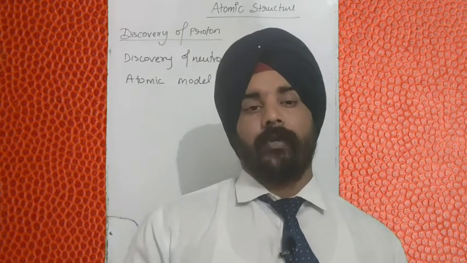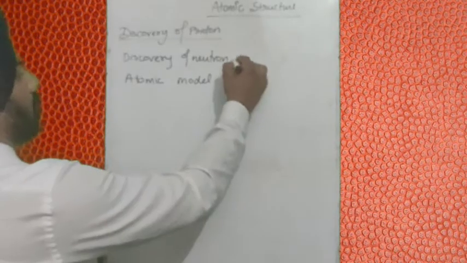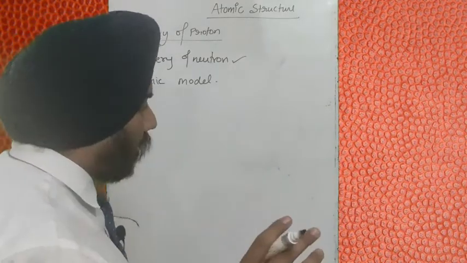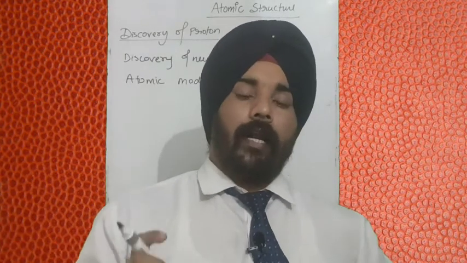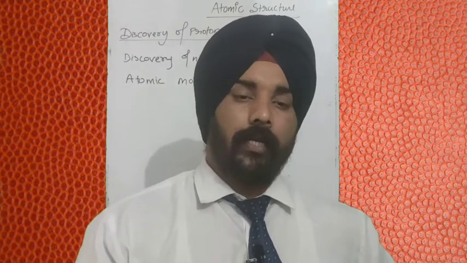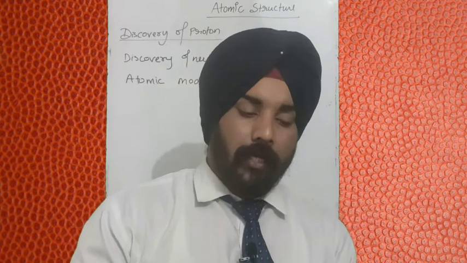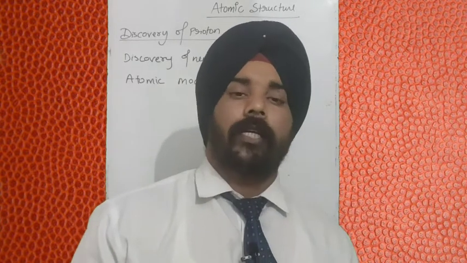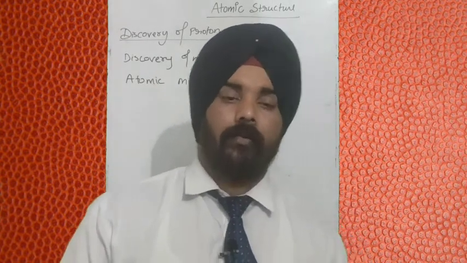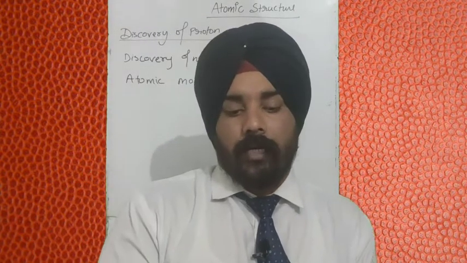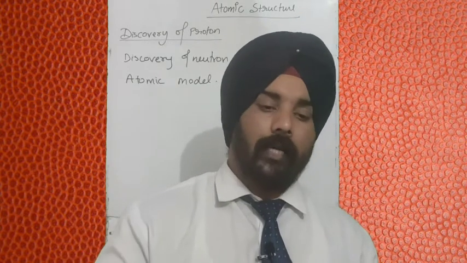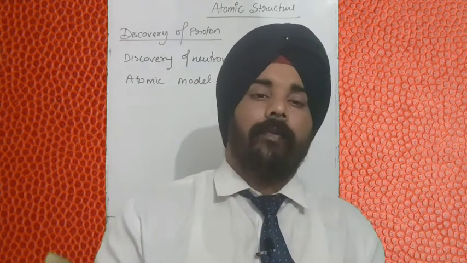So come to the discovery of neutron. What was the discovery of neutron? For the discovery of neutron, Mr. James Chadwick bombarded alpha particles on a beryllium sheet. He took a beryllium sheet and bombarded alpha particles onto that beryllium sheet. When he bombarded the alpha particles over the beryllium sheet, he saw that atoms of carbon were being formed, along with a particle which did not have any charge.